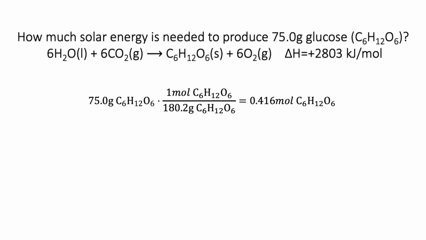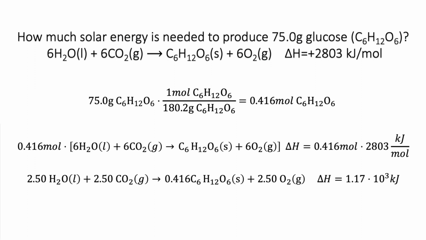Next, we need to multiply the entire expression by 0.416 moles, including the enthalpy change. Keep in mind the number of moles cancel, and we determine 1.17 times 10 to the third kilojoules of energy is required to produce 75 grams of glucose. I want to point out one way to check your work is that you have less than a mole of glucose, meaning that the enthalpy associated should also be less than half.